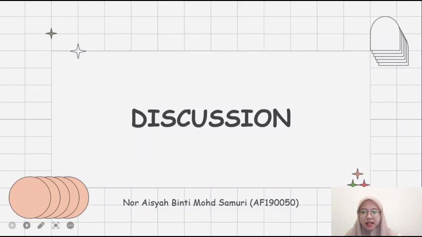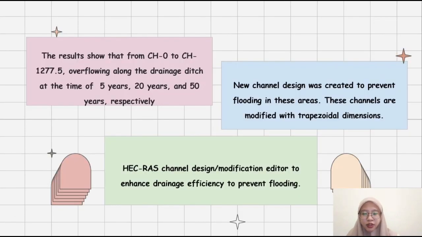I will be presenting the discussion part. The results shown at the previous slide from channel 0 to channel 1277.5 meter show overflowing along the drainage ditch at the time of 5 years, 20 years and 50 years respectively. Therefore, a new channel design was created to prevent flooding in this area. These channels are modified with trapezoidal dimension as they possess a higher water capacity and therefore will help prevent flood in this area.